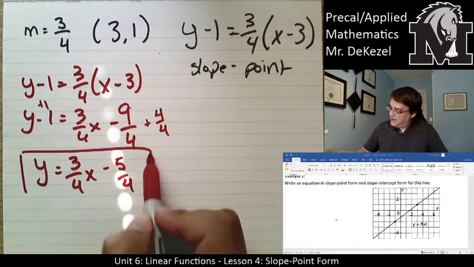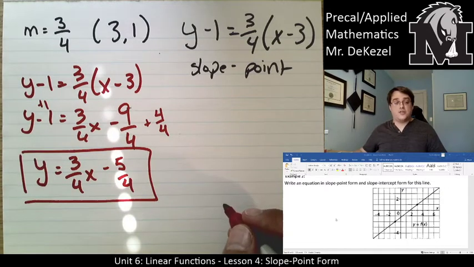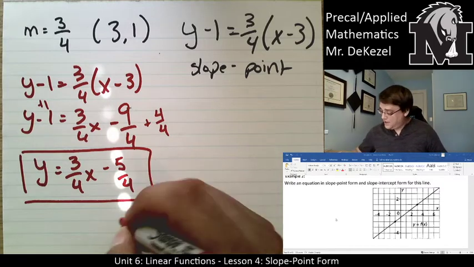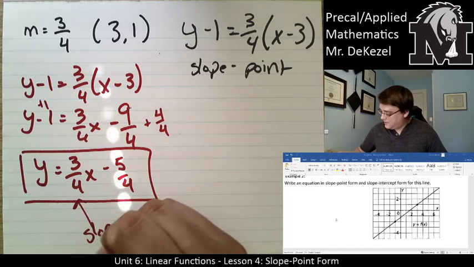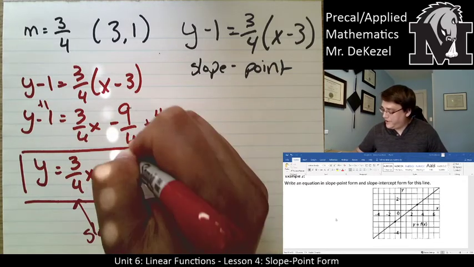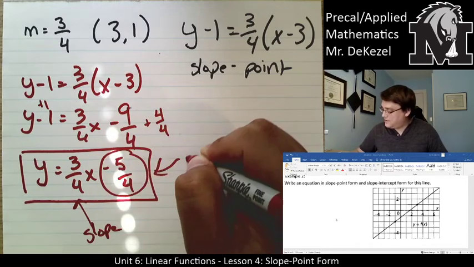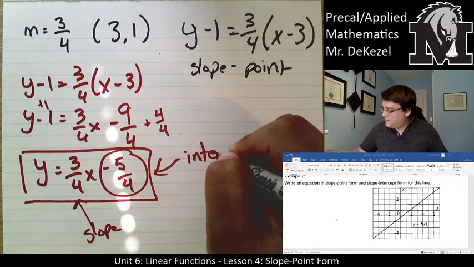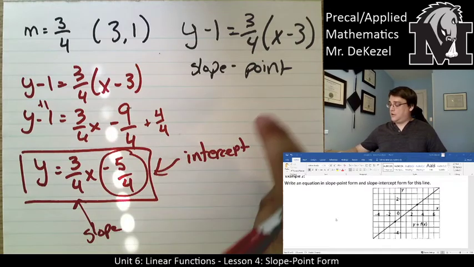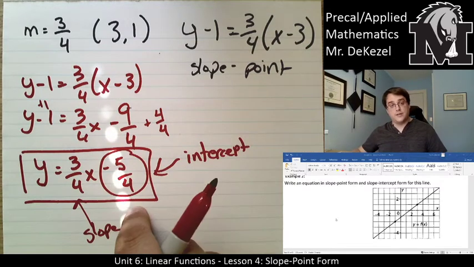So that is actually our line in slope-intercept form, right? The slope is the same, right? The slope in both of them is 3 quarters. That's good. And then our intercept is some weird fraction right here. That is the intercept. So we've written it in the slope point form, and this is the slope intercept form.